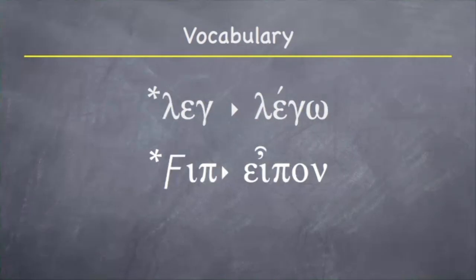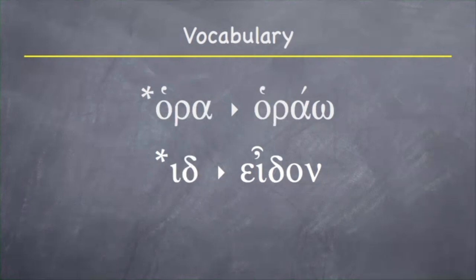Lego has a second aorist apon. Totally different root is used to form apon. You may want to check the footnote in the textbook. And also horao uses a totally different root in the formation of its second aorist, adon. Again, you may want to check the footnotes there.